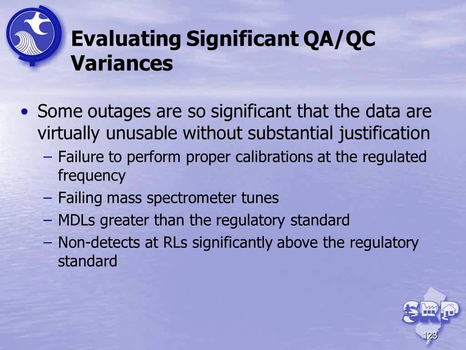How to evaluate significant QA/QC outages. Sometimes the outages are so significant that without good justification, you can't really use that data. I know I just said all data is usable, but sometimes it's not. For example, the laboratory fails to perform calibrations at the regulated frequency. Okay? All those tables are very specific on when laboratories have to calibrate or perform calibration verifications on their instruments. If they don't do this, the data may not be usable. Failing mass spec tunes: I've never seen a lab report a fail for a mass spec tune, but that's analytical chemistry 101. Data's not usable if that fails. You can't really rely on what the data is.